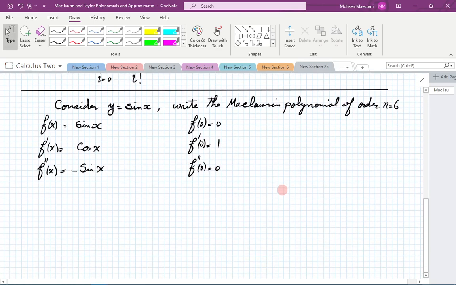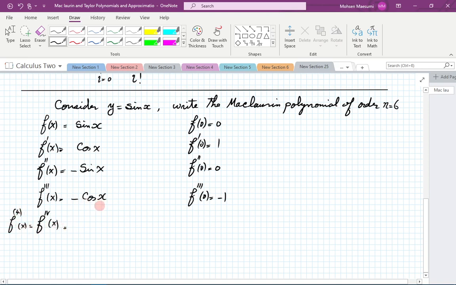So we are going to say that this function has a peculiar pattern to itself. Third derivative, we go back to cosine, and its value at 0 is going to be minus 1. When I take the fourth derivative, okay, we agree to write it like this: fourth derivative.